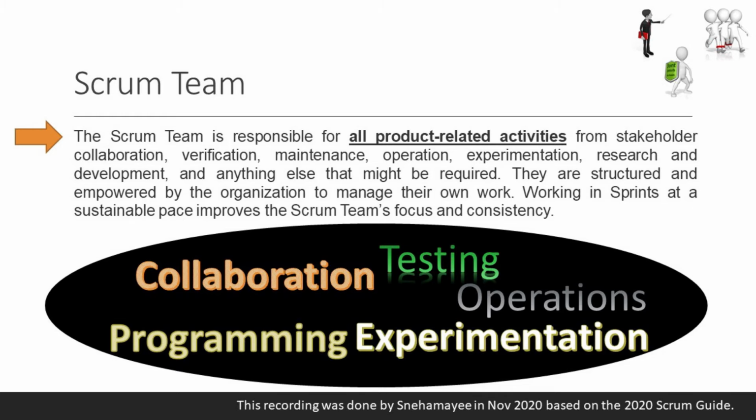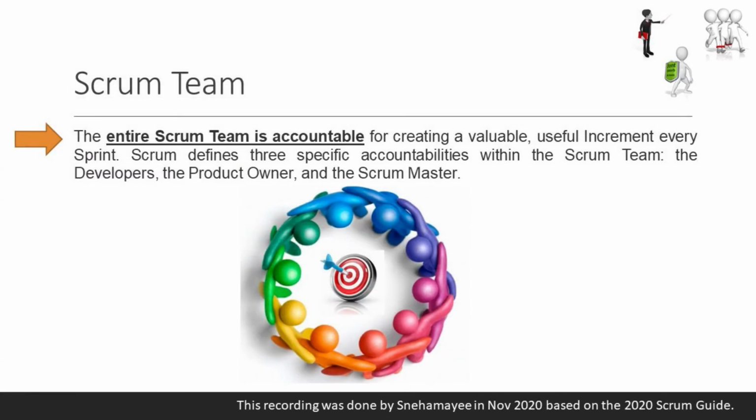They are structured and empowered by the organization to manage their own work. Working in sprints at a sustainable pace improves the Scrum team's focus and consistency. The entire Scrum team is accountable for creating a valuable, useful increment every sprint. Scrum defines three specific accountabilities within the Scrum team: the developers, the product owner, and the Scrum Master.